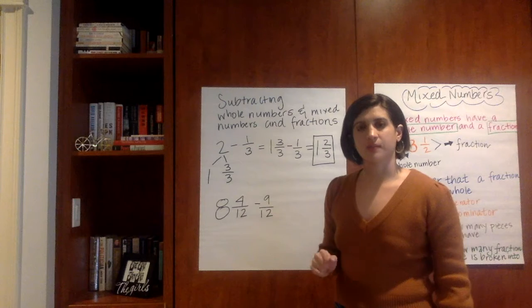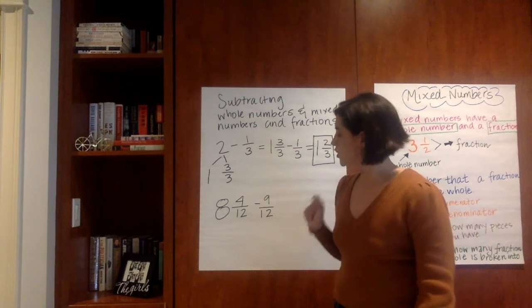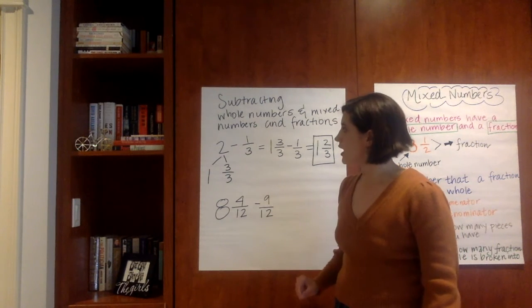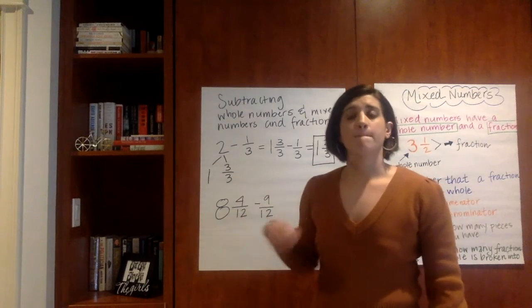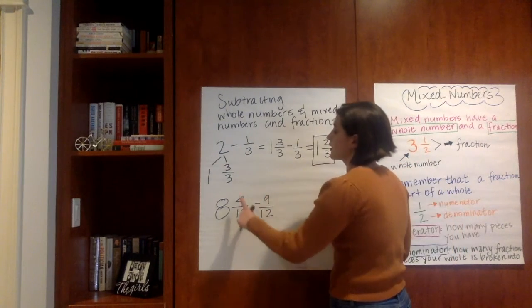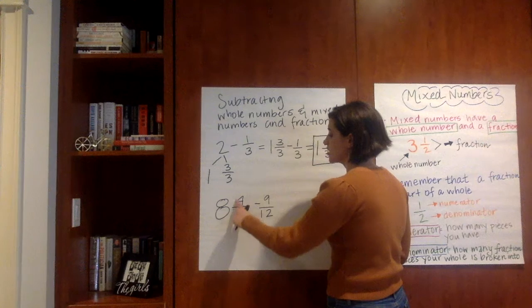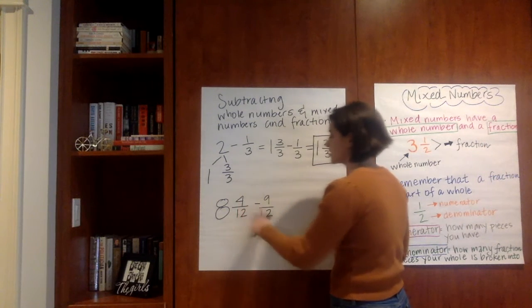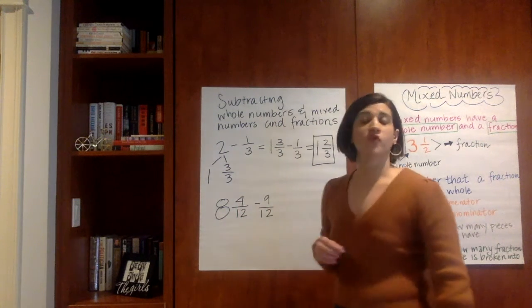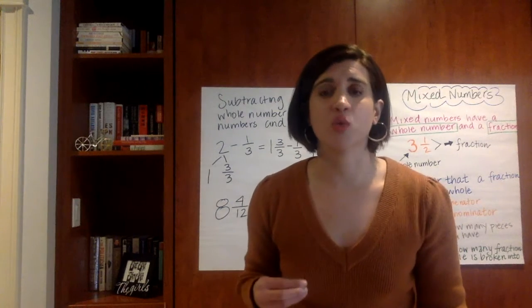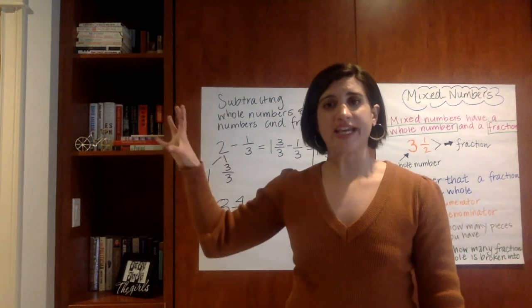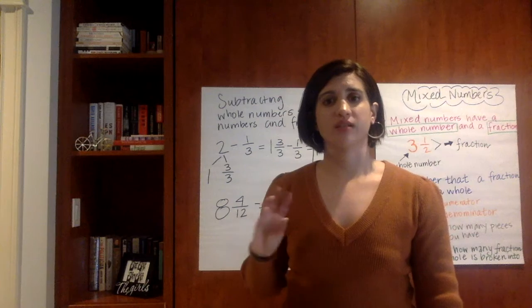Let's do a second example. 8 4/12 minus 9/12. So now I have a mixed number minus a fraction. I have to check that the fraction in my mixed number is bigger than the fraction I'm taking away. 4/12 is smaller than 9/12, so I cannot just subtract 8 minus nothing and fraction minus fraction.